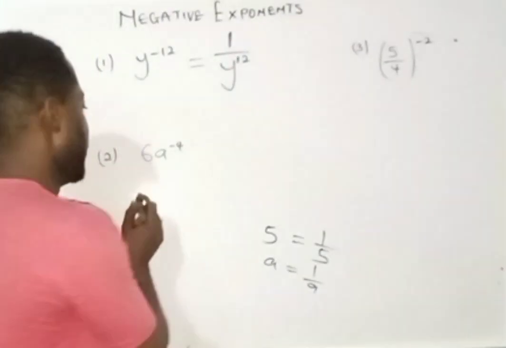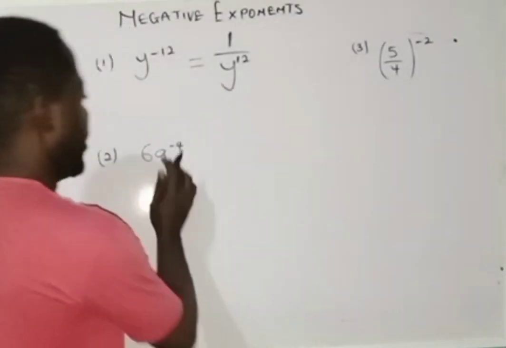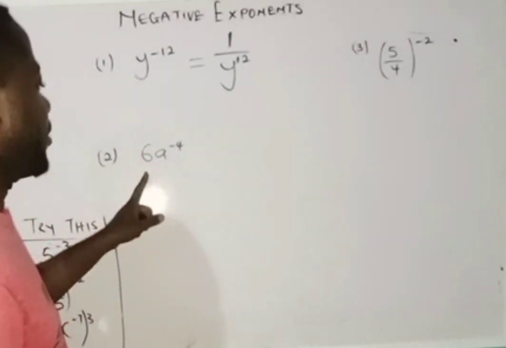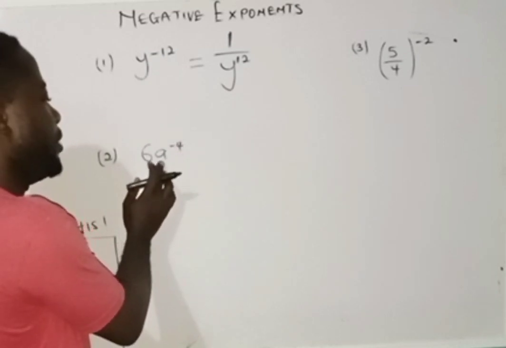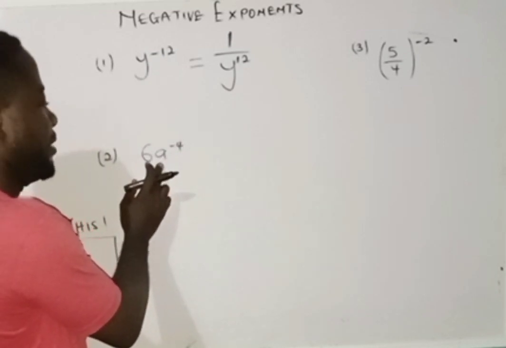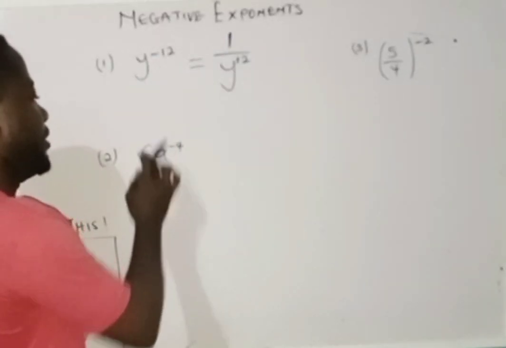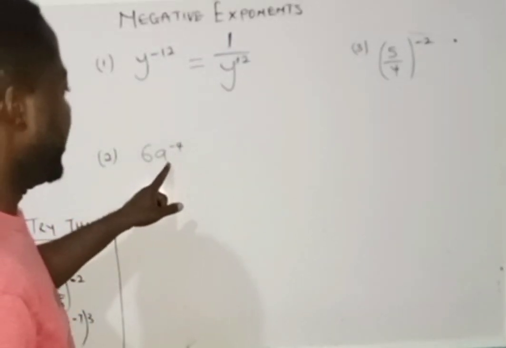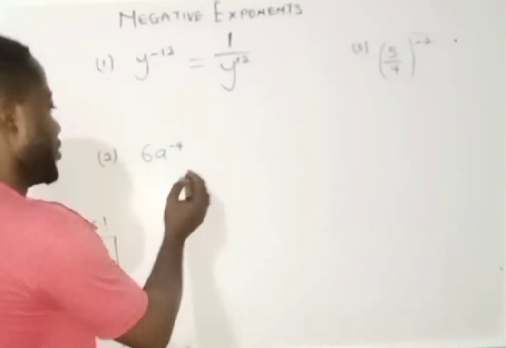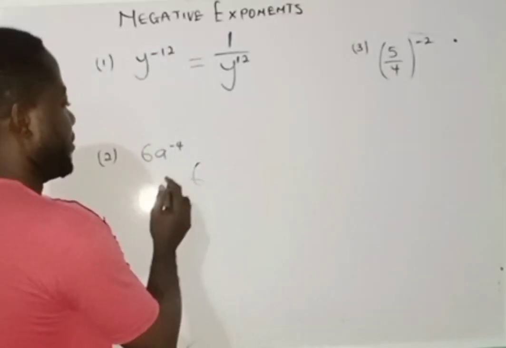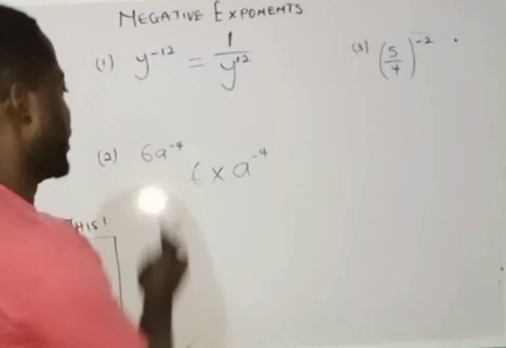Okay, moving on, the next question is 6a raised to power minus 4. What you have to take note of here is that the power of minus 4 only belongs to a. 6 has only the power of 1, and we don't need to show that. So a is having power of negative 4. What I mean by that is this simply means 6 multiplied by a raised to power minus 4. So the power of minus 4 is meant for a.